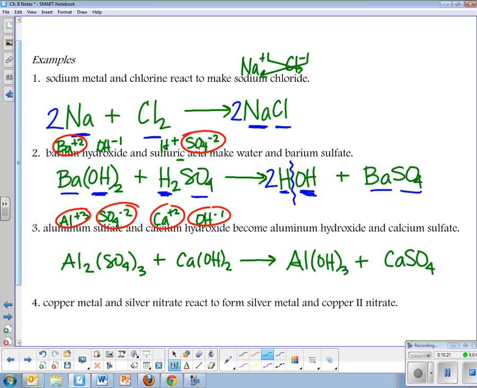Okay, now to balance this. All right, 2 aluminums here, so I need a 2 here in front of this one. Sulfates, I've got 3 on my reactant side, so I'm going to put a 3 here for my product side. Calcium, okay, I've got 1 here and 3 over here, so I'm going to have to put a 3 in front of my Ca on the reactant side. And this gives me 6 OHs, so I have 6 hydroxides over on the product side. I also have 6 hydroxides. So there is my balanced equation.